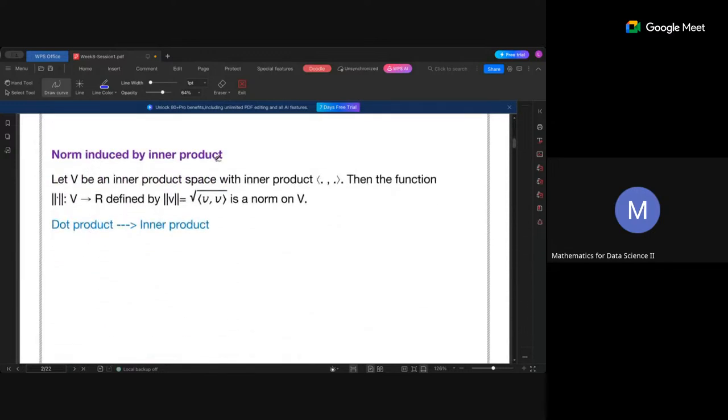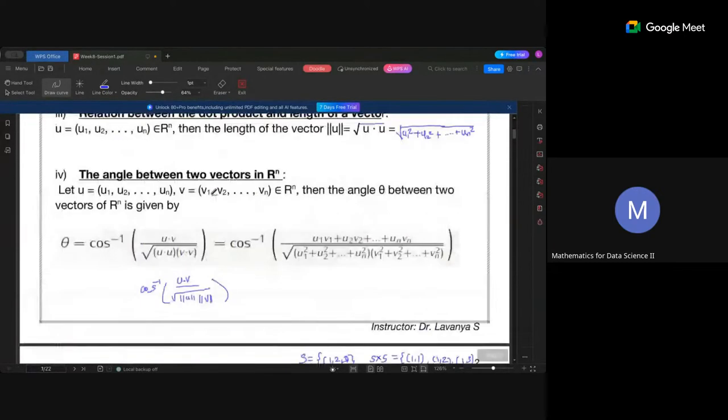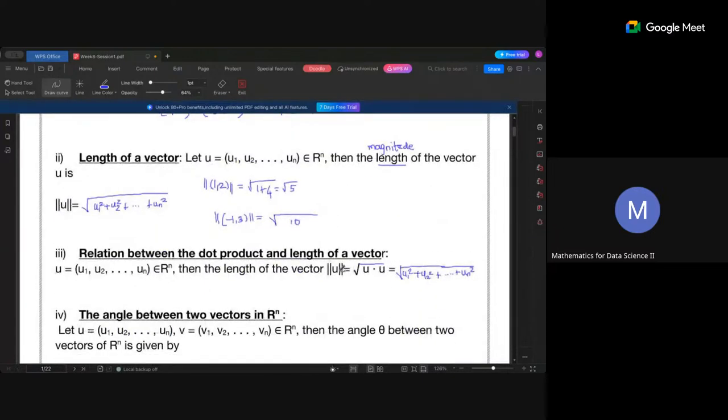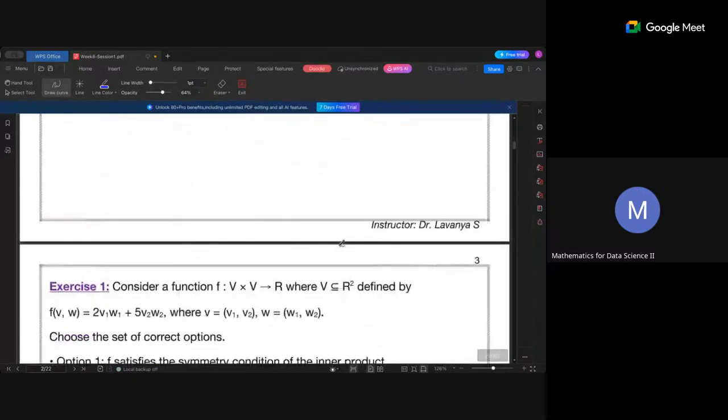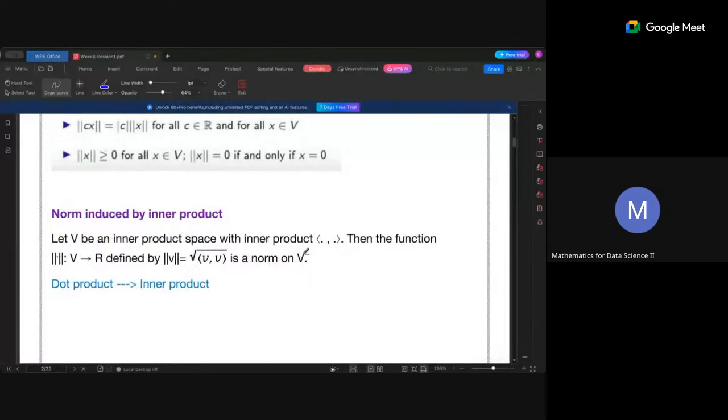Okay, so now norm induced by an inner product. Let V be an inner product space with an inner product. So how does an inner product induce a norm? So you are having some inner product. Now how to construct a norm from this inner product? You have to define it in this way. Norm V is equal to square root of inner product V comma V. That's all. Okay, so it is exactly the same definition we saw here as well, right? Norm U is equal to square root of U dot U. So whatever the properties we observe in Rn, that we are extending for general vector space. That's all, right? So you see that from inner product, we can obtain the dot product. All right? Okay.